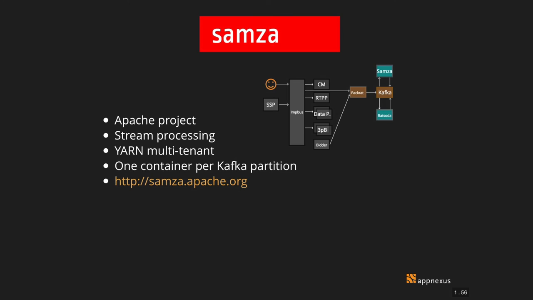Very cool. Okay, the next piece is Samza in our architecture. So those of you who don't know what Samza is, it is an Apache project. I think it's still incubating. It is a stream processing framework that also came out of LinkedIn, like Kafka. It runs on top of Yarn as a multi-tenant. The design decision in Samza is that you get one Yarn container per partition of a topic that you want to process on Kafka. And there's the link if anyone wants to go check out more about it.